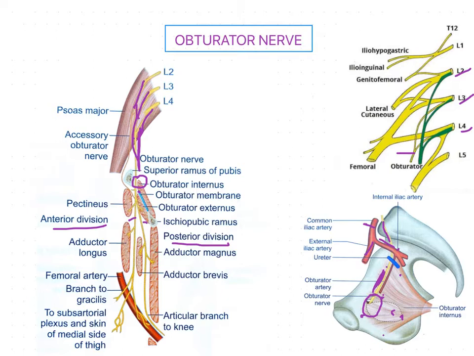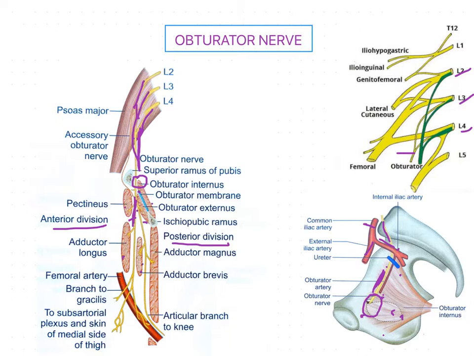The anterior division lies in front of the obturator externus above. Here this is the obturator externus muscle. At above, this anterior division lies in front of the obturator externus, and below, in front of the adductor brevis. And it lies behind the pectineus muscle above and adductor longus below. That means this anterior division is located anterior to the obturator externus and adductor brevis.